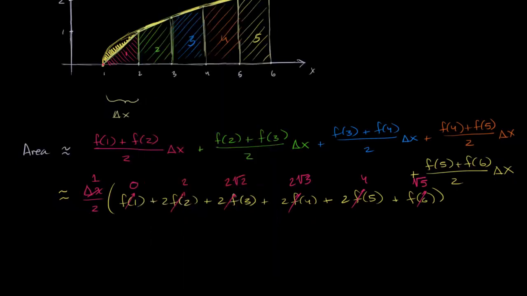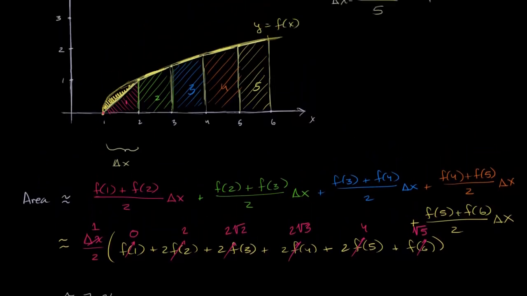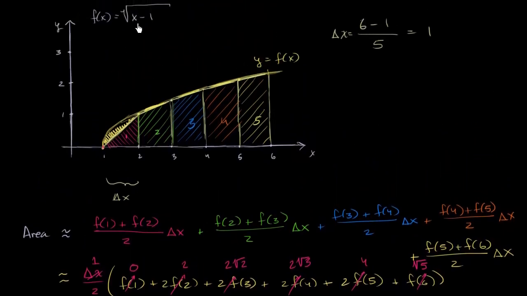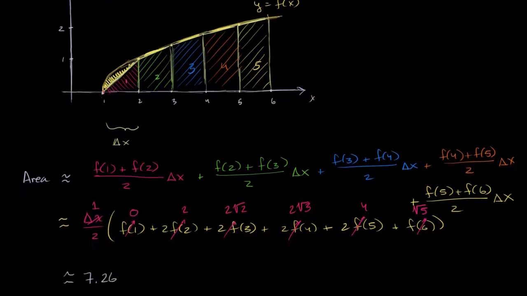So the area is approximately equal to 7.26 under the curve y is equal to the square root of x minus 1 between x equals 1 and x equals 6. And we did this using trapezoids.